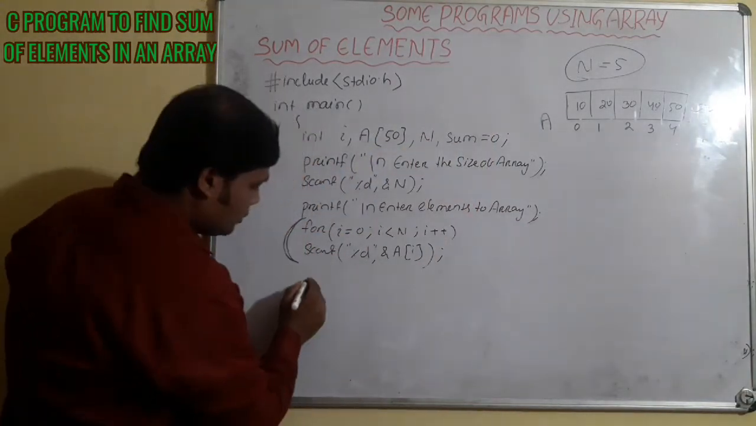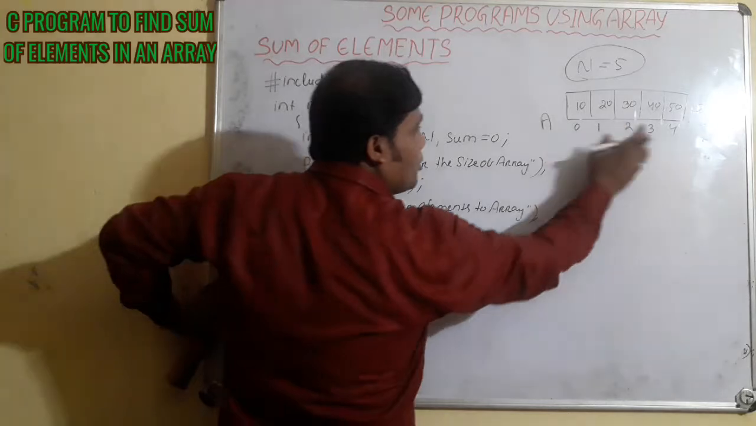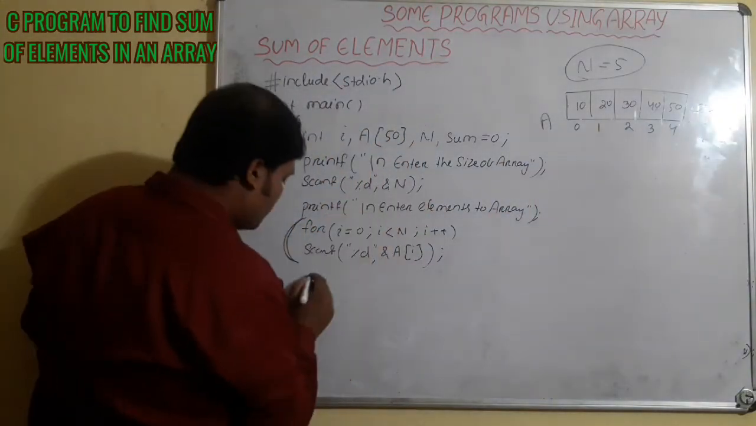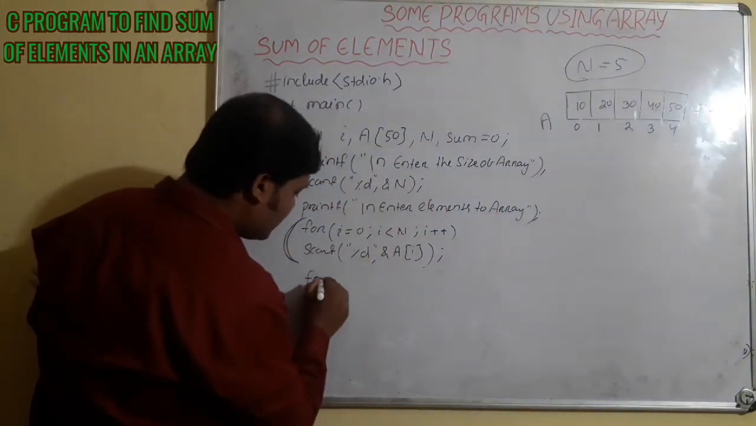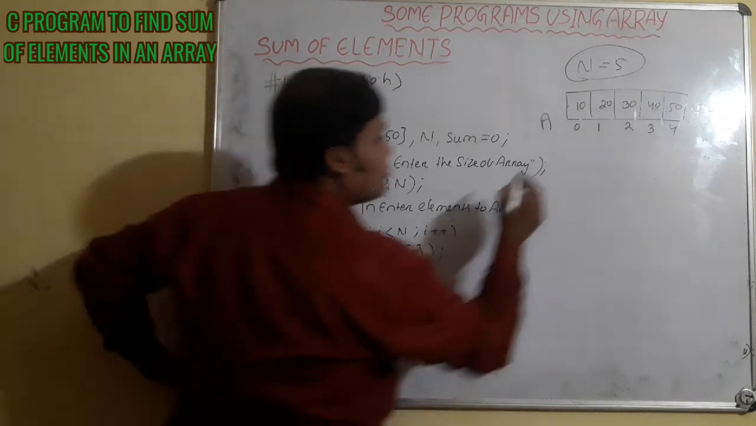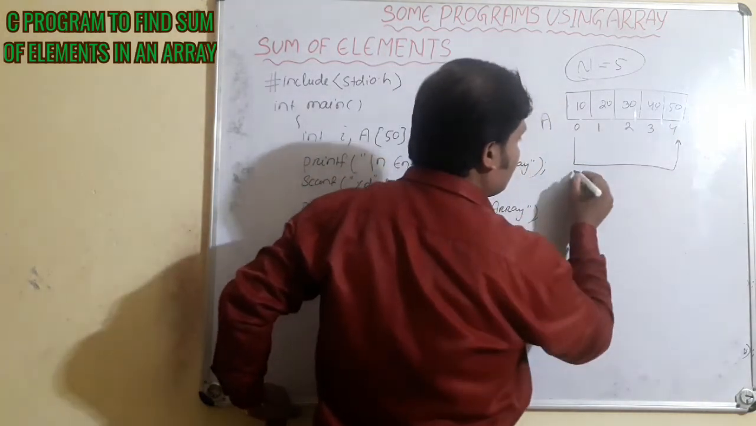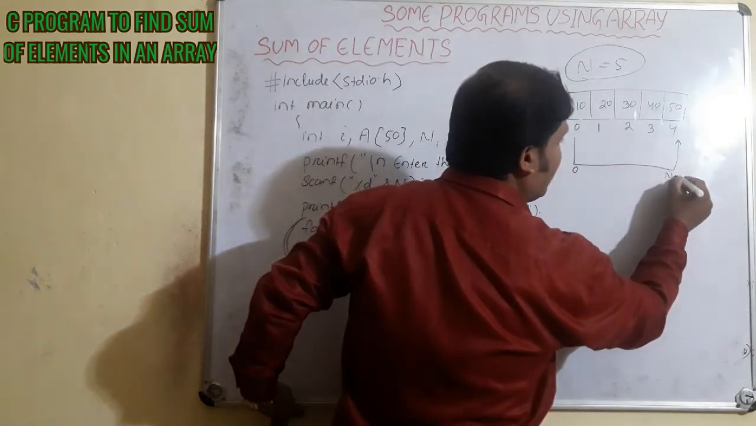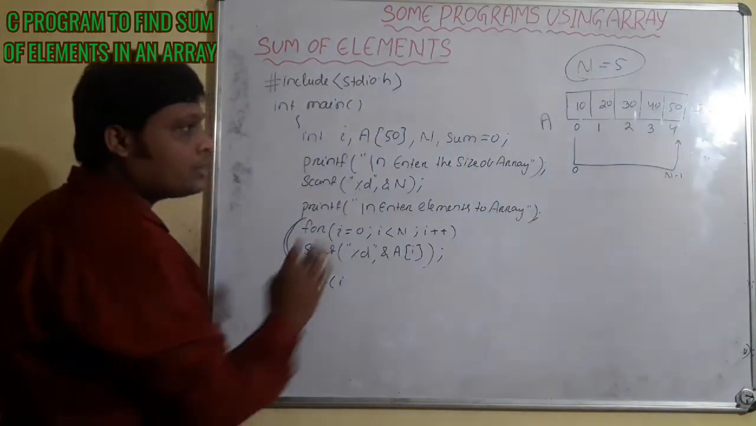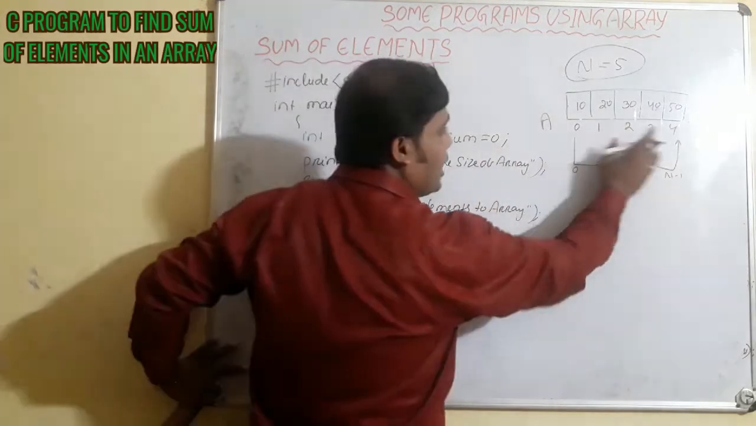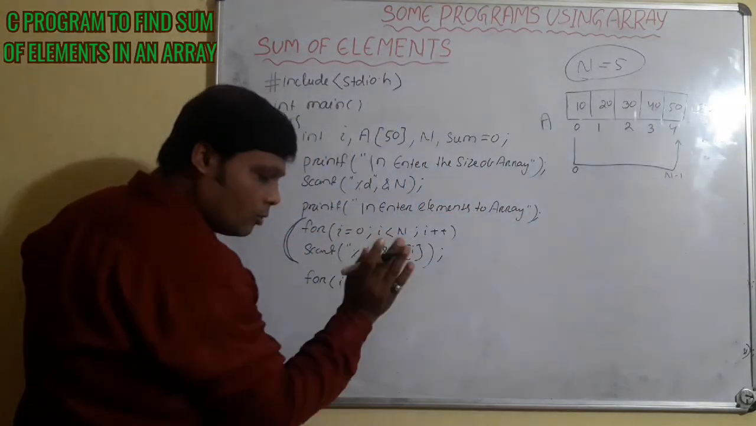Clear? Next, to find the sum of n elements, what do I have to write? Just see. First I have to travel from the first position to the n minus 1 position. This is the 0 position to the n minus 1 position. To travel, what? In a loop. To travel in the array, I have to give any loop.